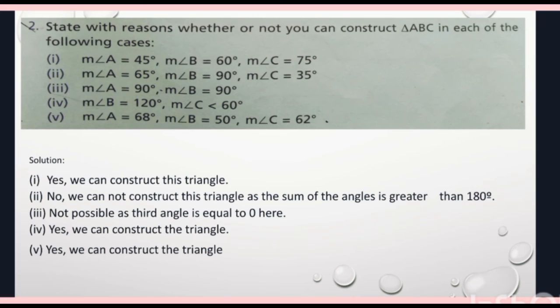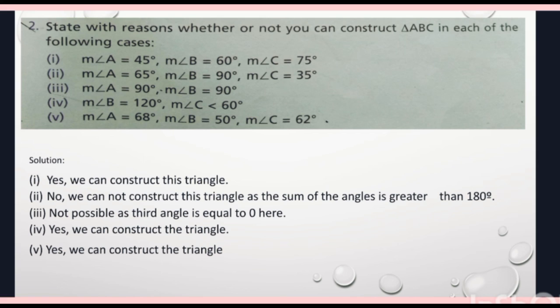Now question number 2 is, state with reasons whether or not you can construct triangle ABC in each of the following cases. Part 1 is measurement of angle A equals 45 degree, angle B equals 60 degree, and angle C equals 75 degree. When you add these three angles, you get 180 degree, which is the sum of the angles in any triangle. So yes, we can construct this triangle.